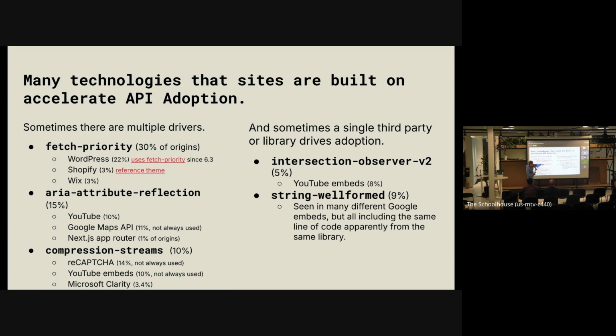But sometimes we see a single third party that's really driving the usage. In that Intersection Observer v2 analysis, we're seeing a lot coming from YouTube embeds. And when I did the same analysis on string well-formed, I saw a bunch of different Google embeds, but they all had the exact same line of code from one specific library. It's literally one line of code included in a bunch of places that accounts for nearly all the usage.